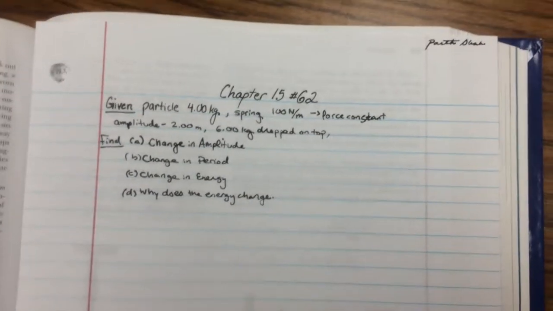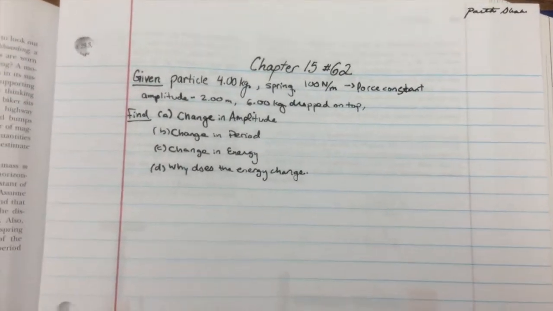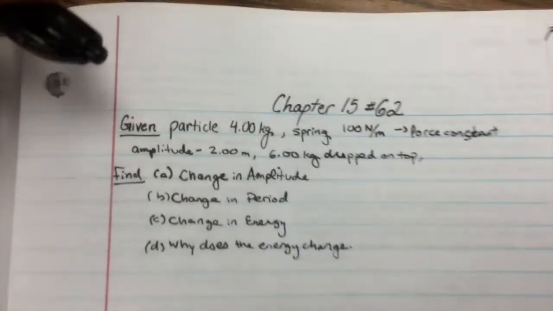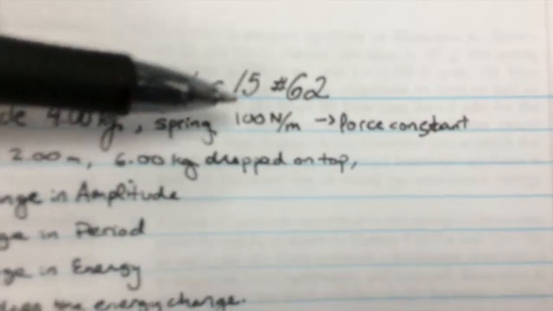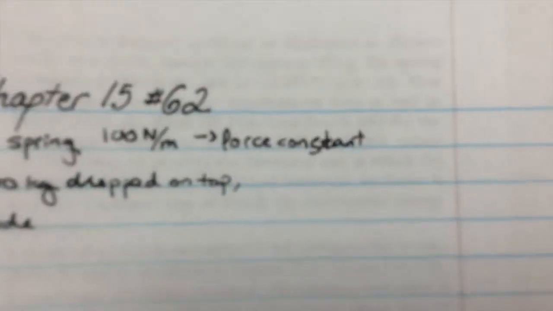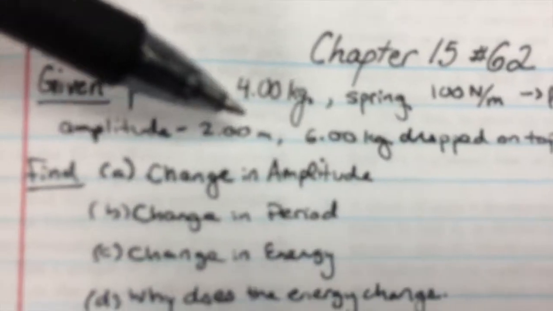Welcome to chapter 15 on oscillatory motion. This is number 62. We're given a particle of 4 kilograms that is moving on a spring of force constant 100 newtons per meter, and the amplitude of its oscillation is 2.00 meters.